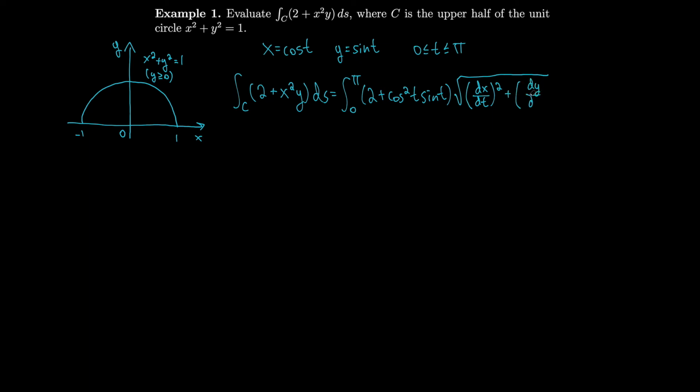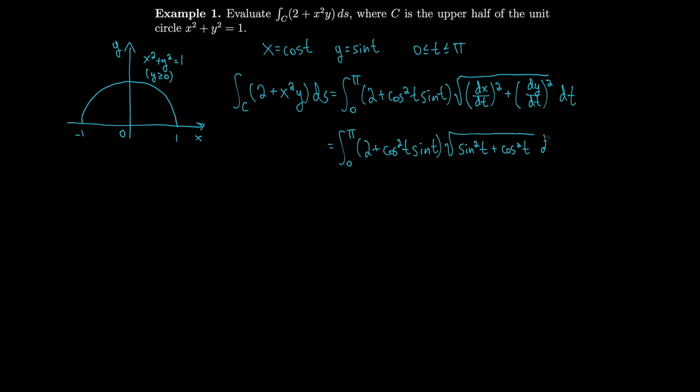So this will be our arc length. And now everything's in terms of t. So we say this is the integral from 0 to pi of (2 plus cosine squared t) sine t. And then our derivative for dx/dt looks like it's just going to be minus sine, so we square that, we get sine squared. And then for dy/dt, that'll just be cosine squared when we take the derivative and square it.